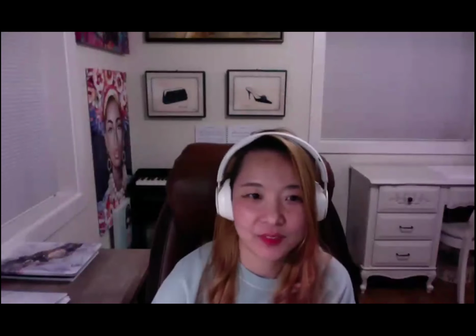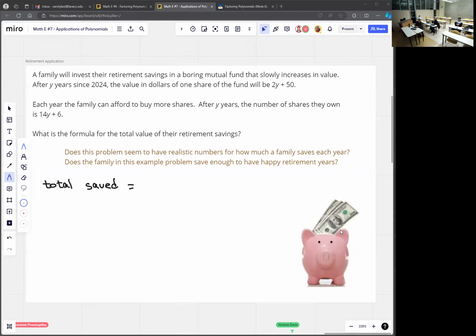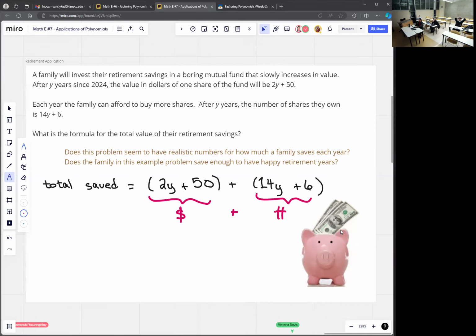Okay, let me put that back on the board. If we add them, we're putting together things that have different units, because this part is dollars and this part is a number of things they own. And I can't add apples and oranges. If they're not the same kind of thing, I can't add them. It's like common denominators. So adding isn't the right idea.